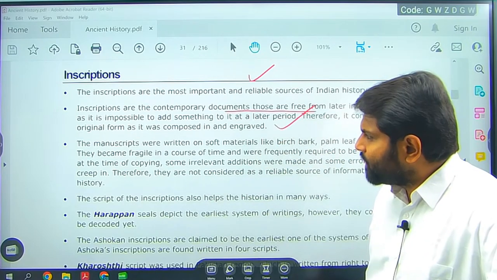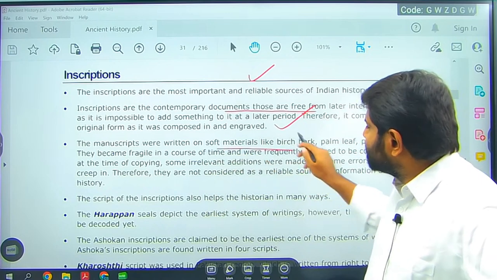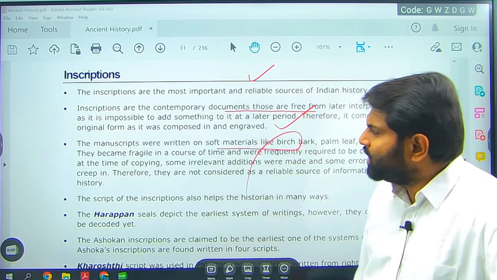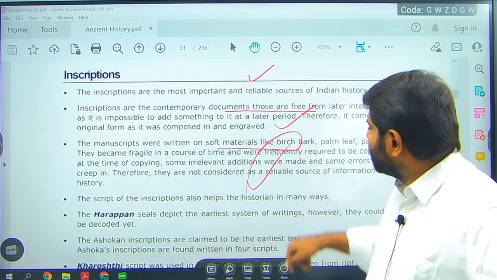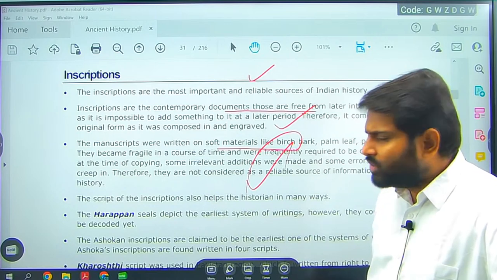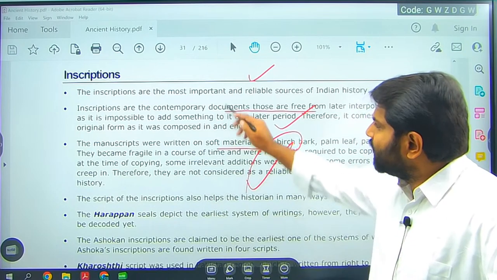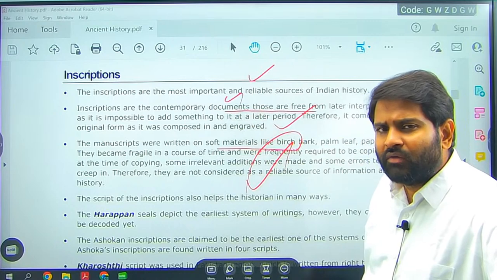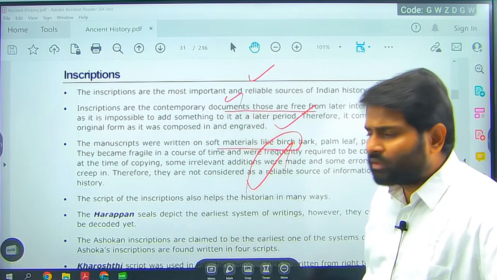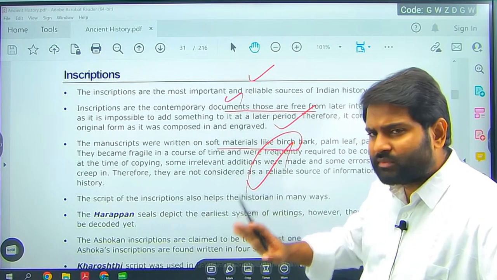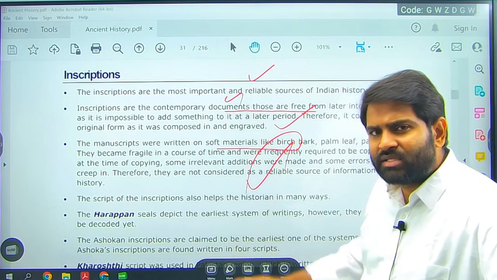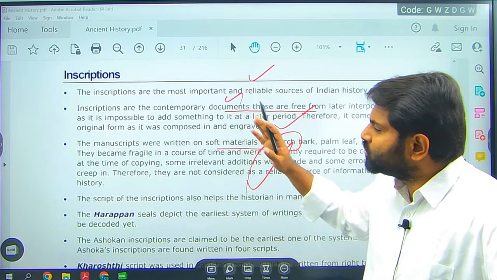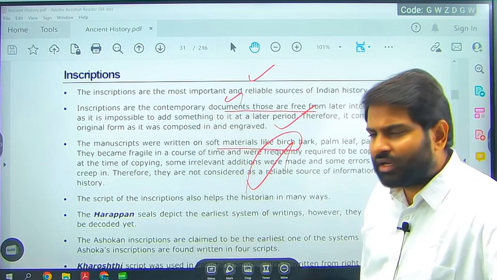Manuscripts were written in soft materials like birch bark, palm leaf, paper, etc. They became fragile in the course of time, and frequently required to be copied and reproduced. But inscriptions are strong, they withstood the tides of chronology, time, right? They couldn't be destroyed by time. They stood without decay in time.